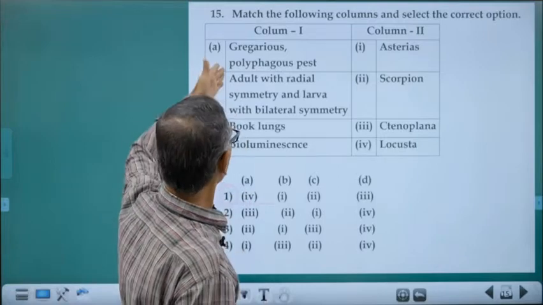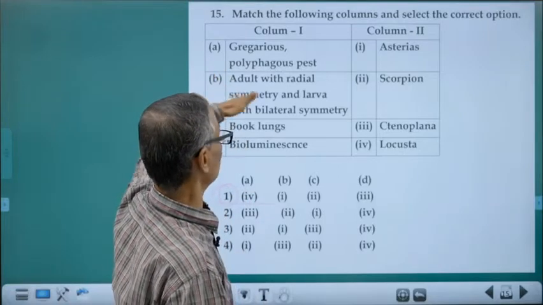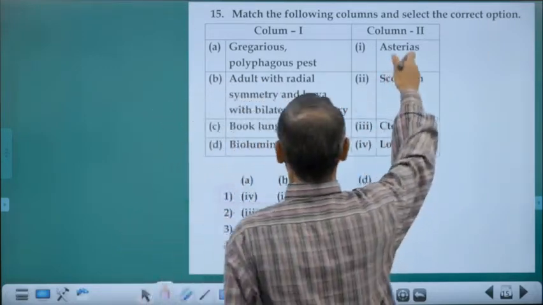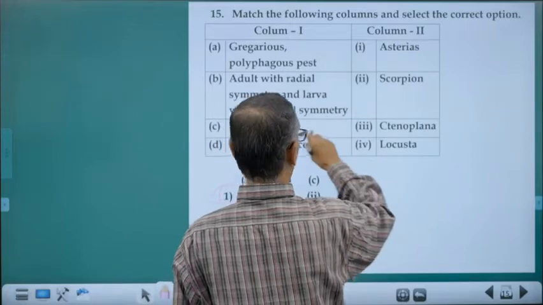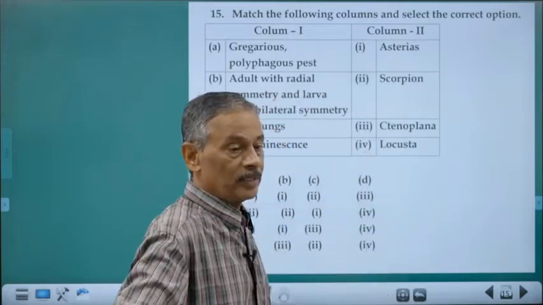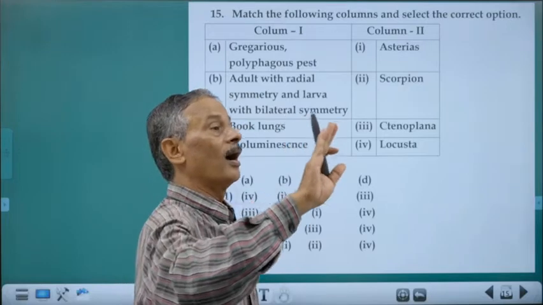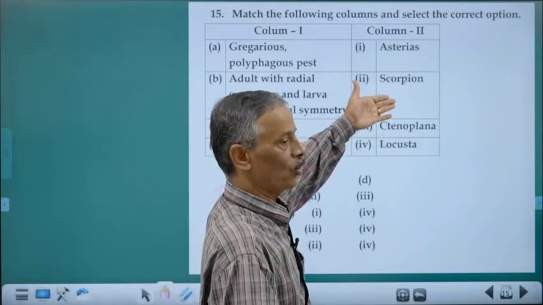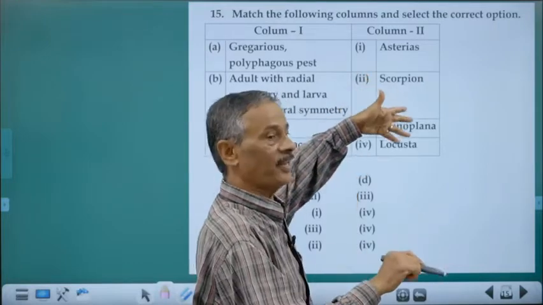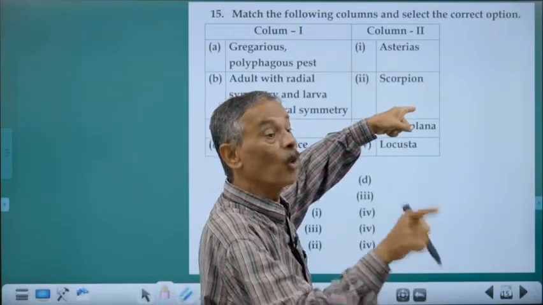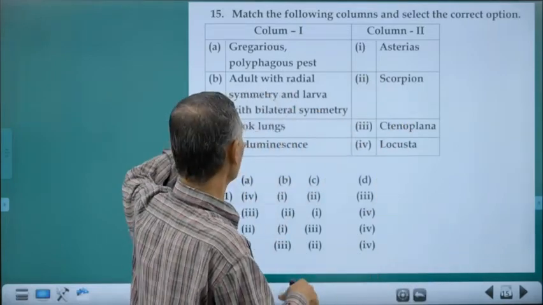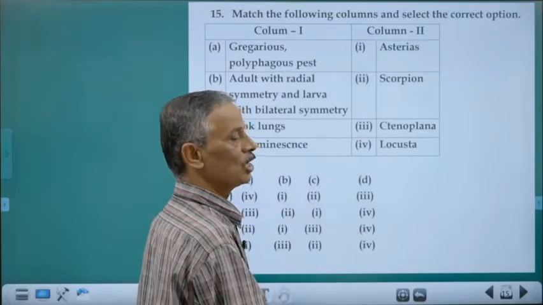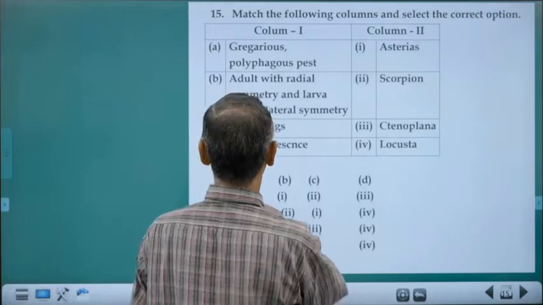Adult with radial symmetry and larva with bilateral symmetry. Secondarily radially symmetrical echinoderms. So Asterias. 2 is 1. B is 1. Book lungs. So book lung is present only in terrestrial arachnids. So who is a scorpion? In Limulus, which is again an arachnid, which is aquatic, we are having book gills. Understand the difference? And bioluminescence, emit light. That ability is seen in Ctenophora. So the answer is 1.